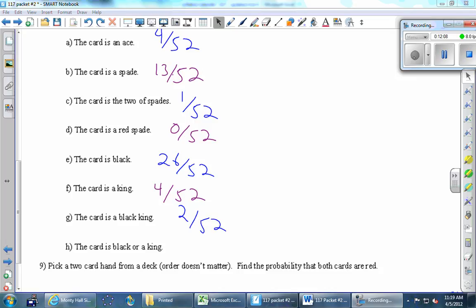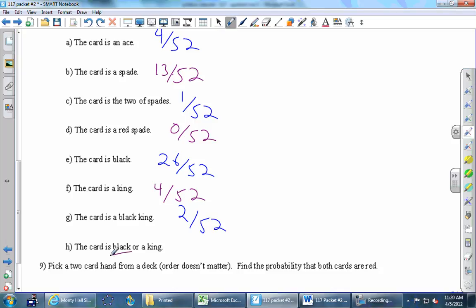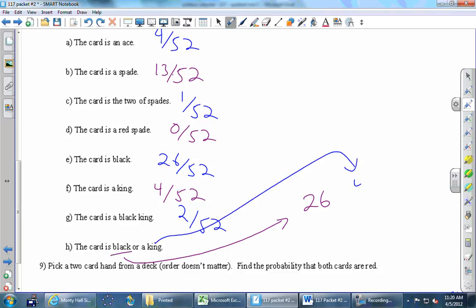We want the probability that the card is black or a king. How many cards are there in the deck that are black? 26. Black cards, there are 26. How many cards are there that are kings? There are 4 cards which are kings, and it sure feels like we should add them up and get 30 out of 52. What's the problem with just adding the black cards to the kings and saying there's 30 out of 52 ways?